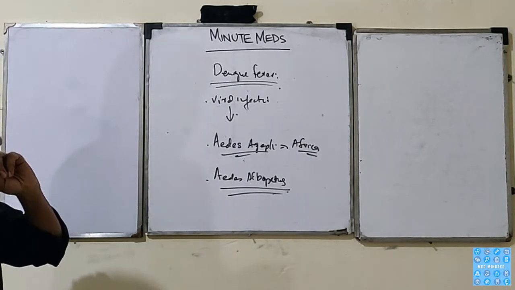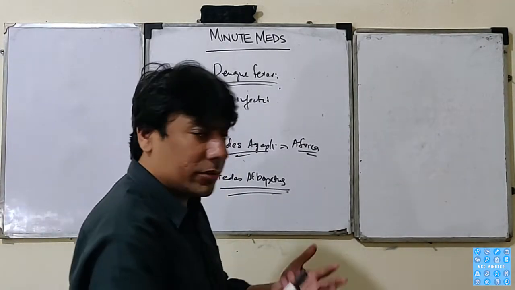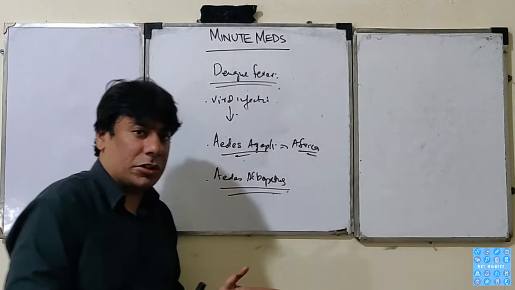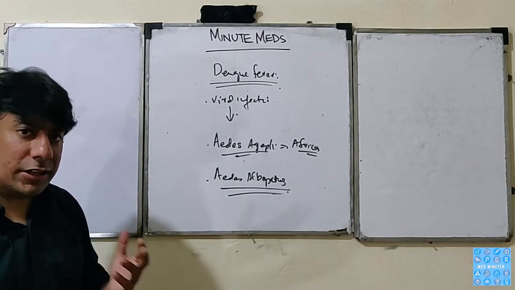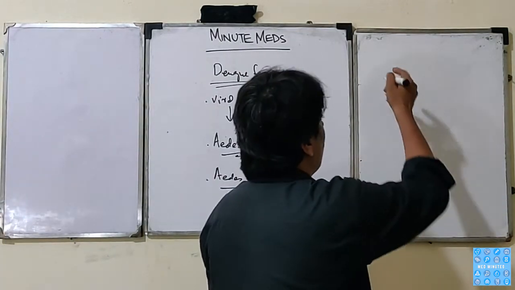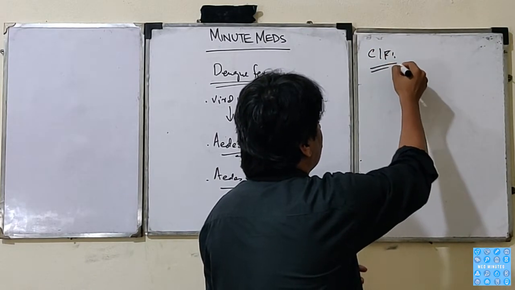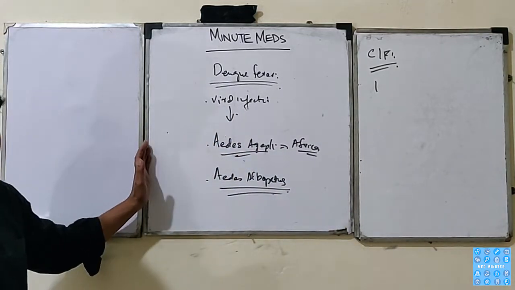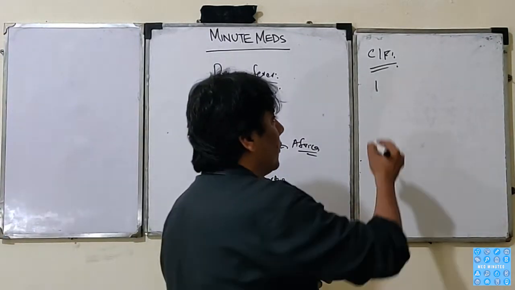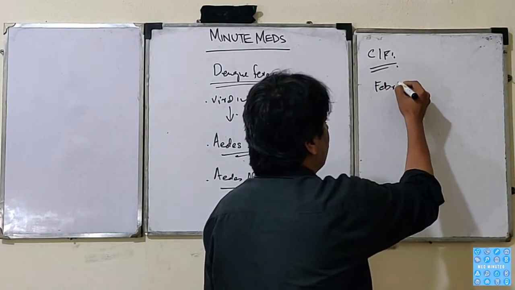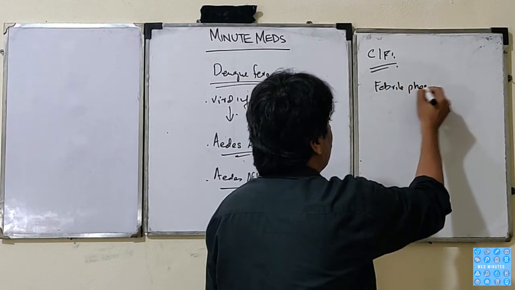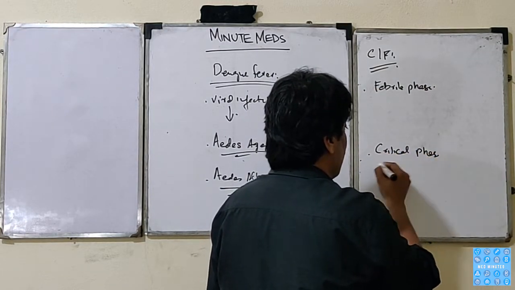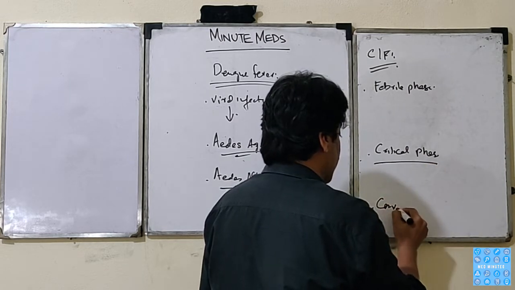There are four strains of dengue virus, and now a fifth is also being discovered. No matter which strain is causing the fever, the clinical presentation is the same. How does the patient present? The spectrum of the disease is divided into three parts. The first is the febrile phase, the second is the critical phase, and the third is the convalescent phase.